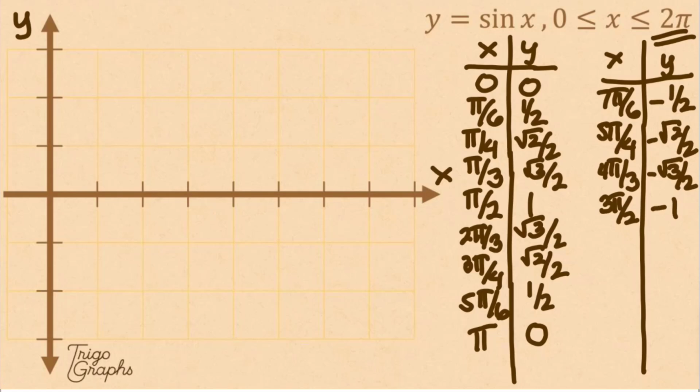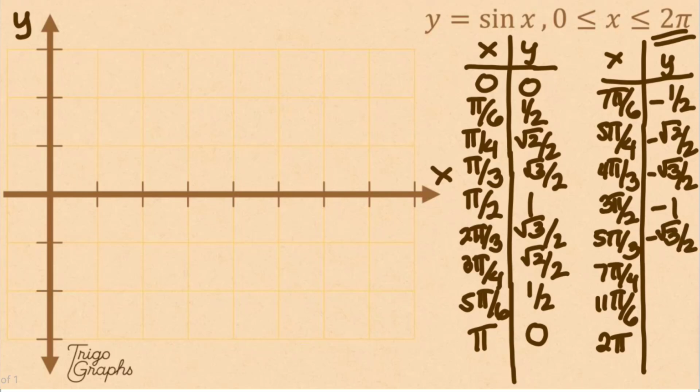If you're going to continue this, you will get the next value of 5 pi over 3. You will have here the next values, 7 pi over 4, then to be followed with 11 pi over 6 before you will reach 2 pi. And the trend for the values would be these values. Negative square root of 3 over 2, negative square root of 2 over 2, you have negative 1/2 before you reach again 0. This would be the set of values from 0 to 2 pi. And let's plot them on our Cartesian plane to see the form of the graph of y equals sine x. Now, take note here that we are using radian measurements for x.